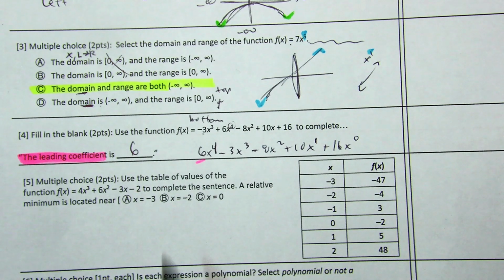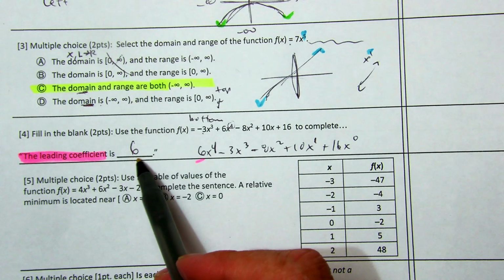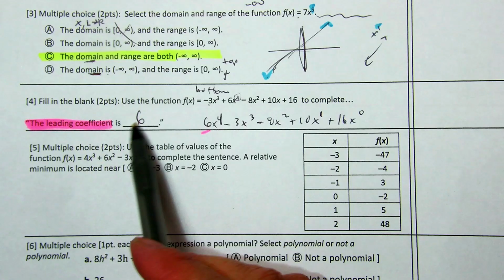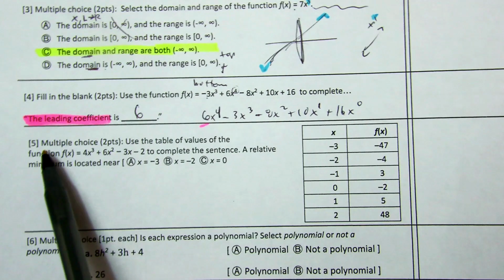I guess I could give you partial points if you said the word positive, but it's meant to be a number. We know that 6 is positive. Question number 5, multiple choice.